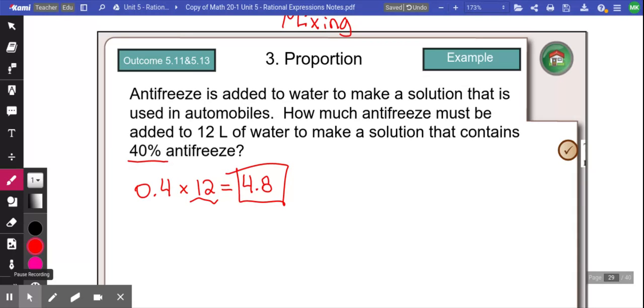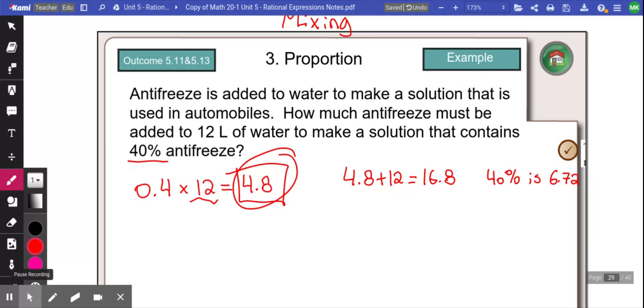antifreeze. So if you were to mix this 4.8 with the 12, you now have 16.8 liters of liquid. And 40% of 16.8 is 6.72. But you don't have 6.72, you mixed in 4.8. So you didn't mix in enough. You do not just take the percentage and times it by the amount. That will not give you enough.